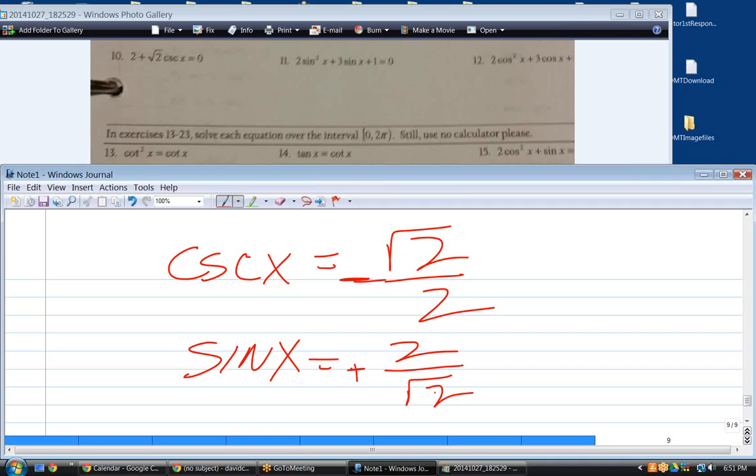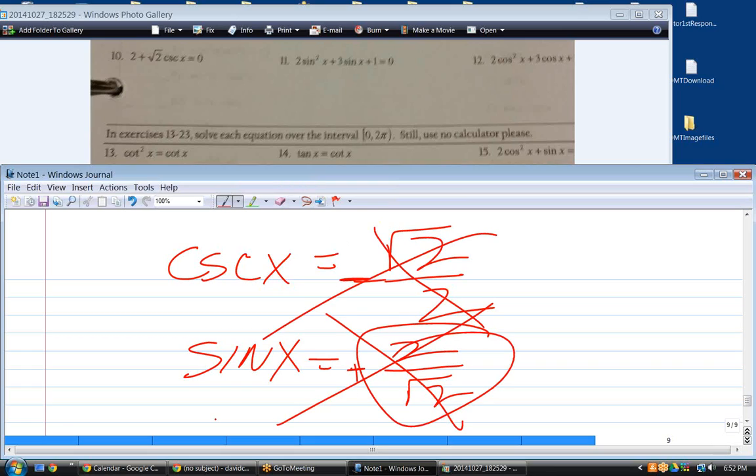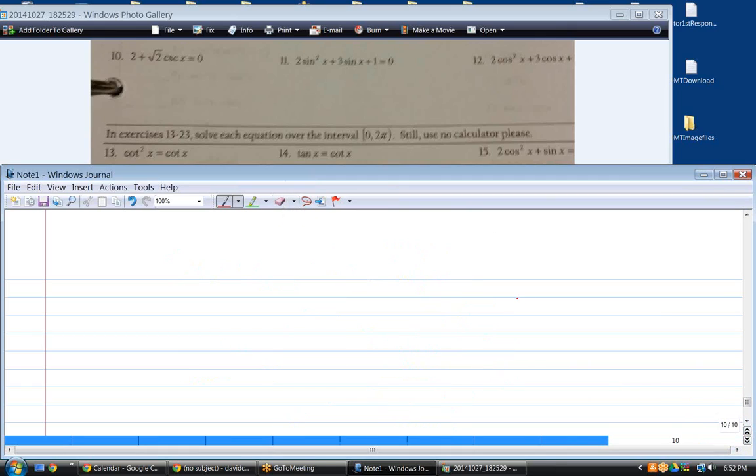Know that root 2 is about 1.4. So I've got 2 divided by 1.4. This whole thing is bigger than 1. Okay. So that is impossible. No solution. Must be why I accidentally skipped it. Not really, but... Alright, so how are we doing this one?